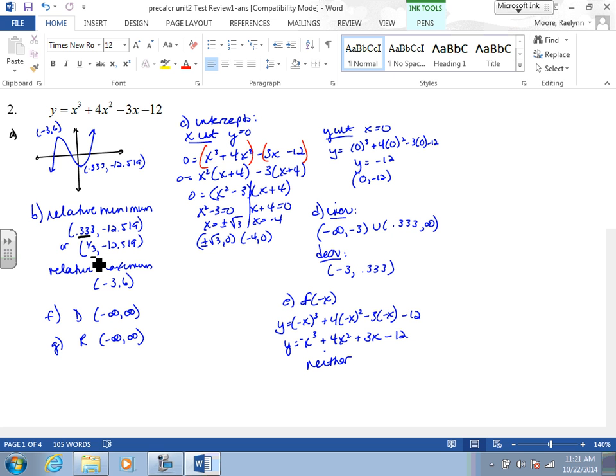Relative min, that relative max, that one came out good. It's helpful if you label these. So you can label this point A, you can label this point B, and it's easier for me when you label. Domain and range we said was real numbers.